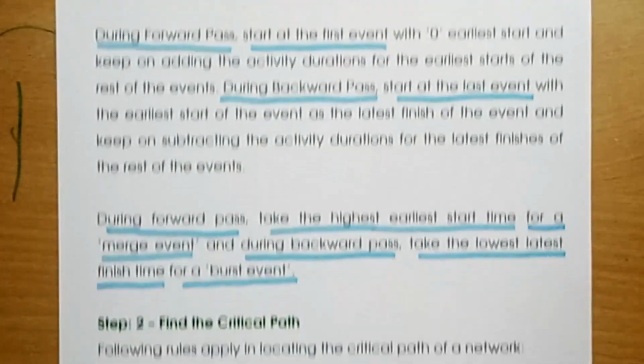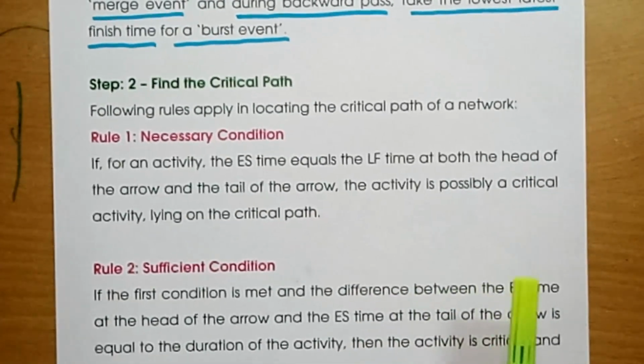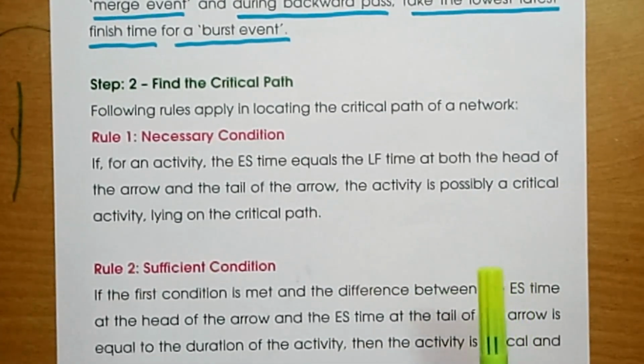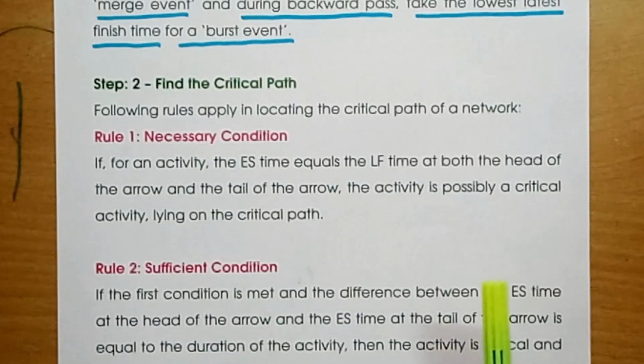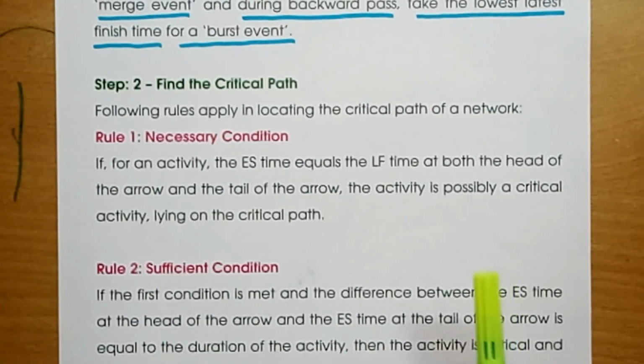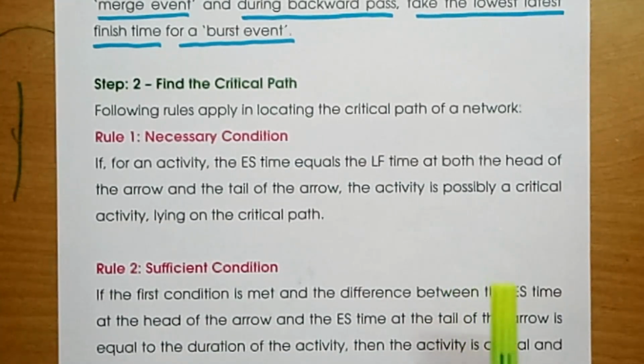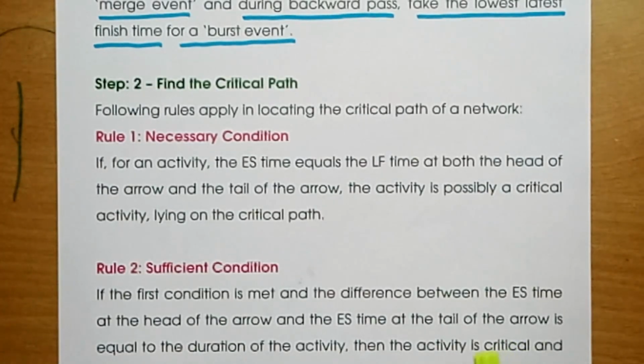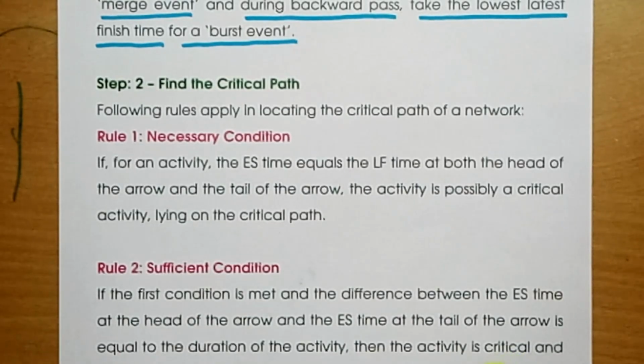Now, step 2. In step 2, find the critical path. To find the critical path, you have to follow these rules. You have 2 rules. The following rules apply in locating the critical path of a network. These rules are actually very simple. Just understand them and you can apply them.